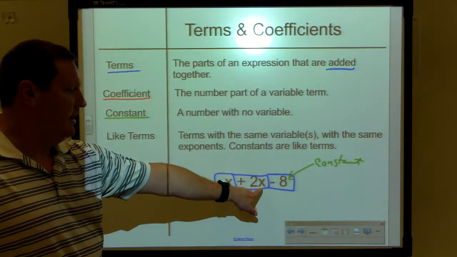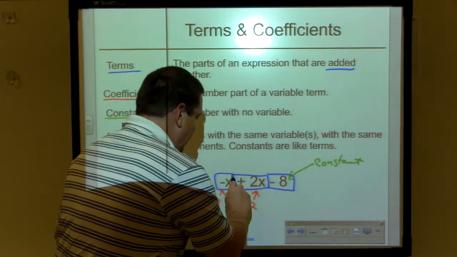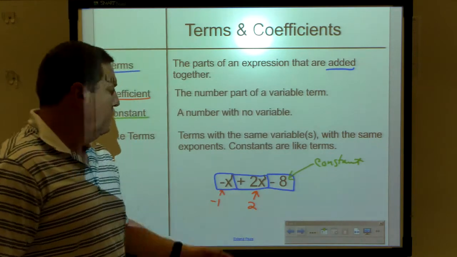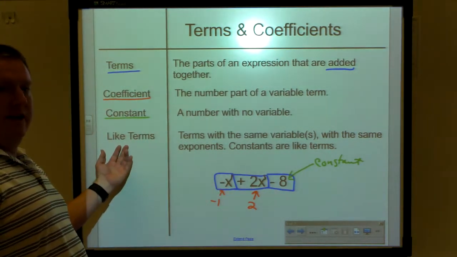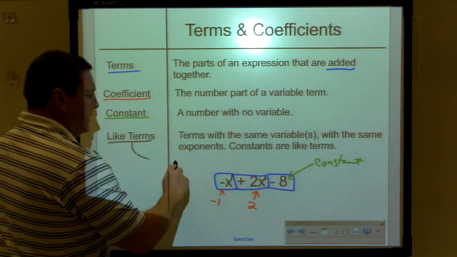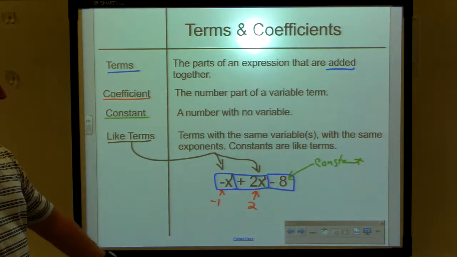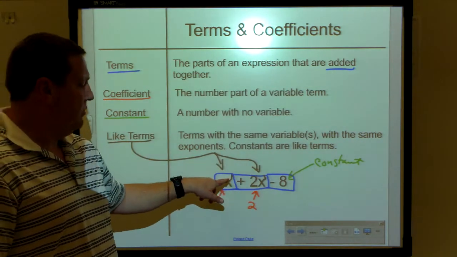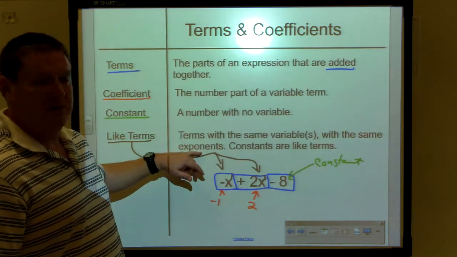However, I have 2 x's here, and they both have a power of 1 on them, which means this term and this term are considered to be like terms. So the like terms here would be this one and this one. If this had a power of 2 and this had a power of 1, then they're no longer like terms, because like terms have to have the same exponents.